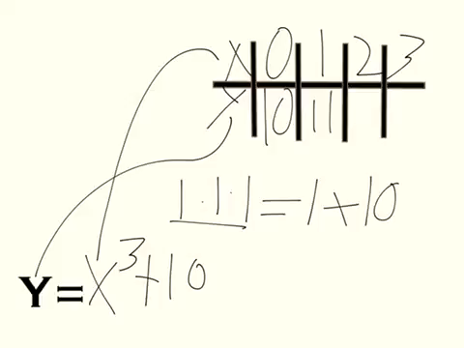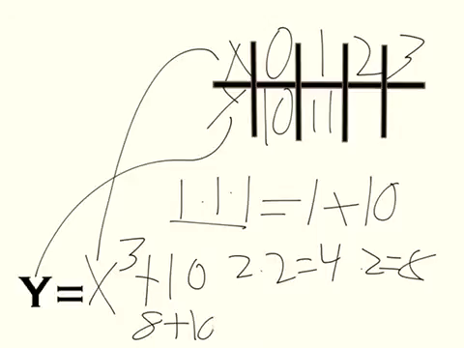And you bring down the 2. 2 times 2 equals 4. You gotta multiply it that third time. Times 2 equals 8. Then you add 8 plus 10 equals 18. 3 is similar to 2. 3 times 3 equals 9.